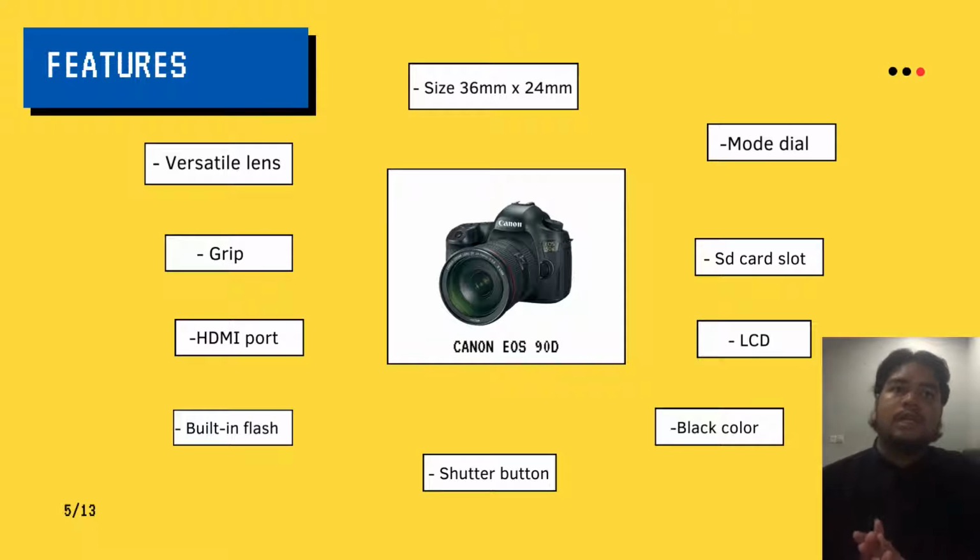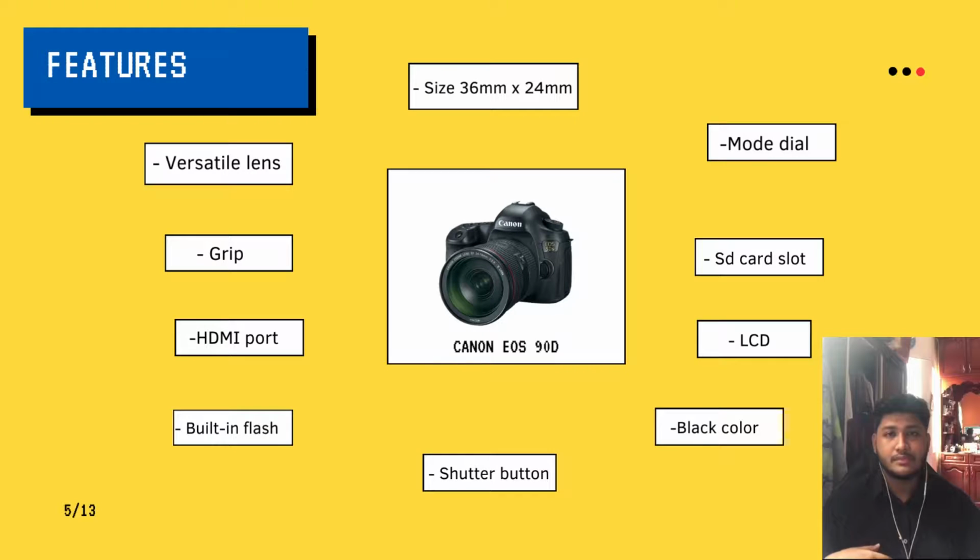Thirdly, the camera also has an SD card slot to insert an SD card, so that every time someone takes a picture, it automatically saves it in the SD card, also known as memory card. Next, the camera also comes with an LCD screen and is black in color.